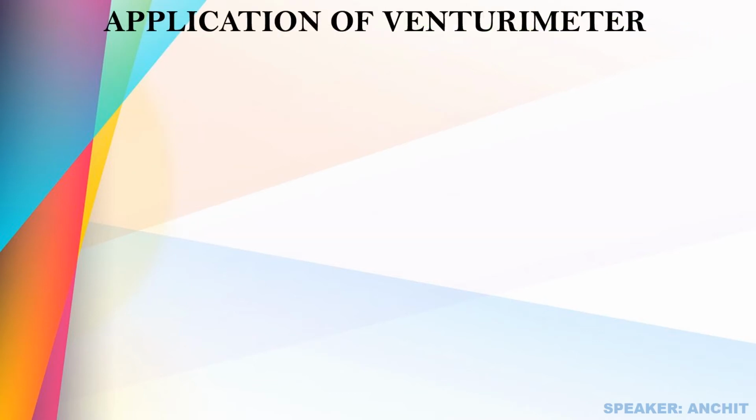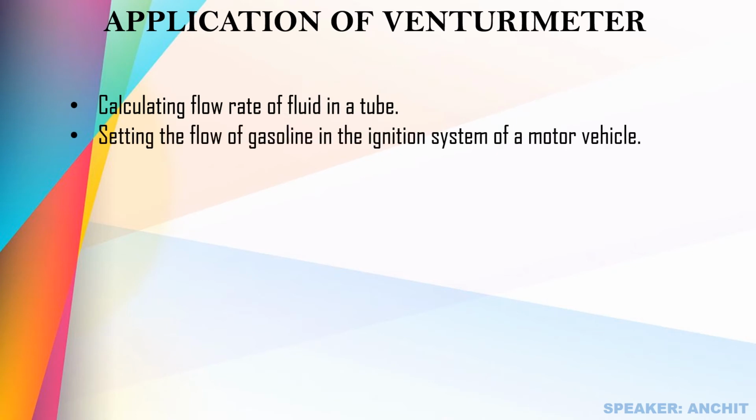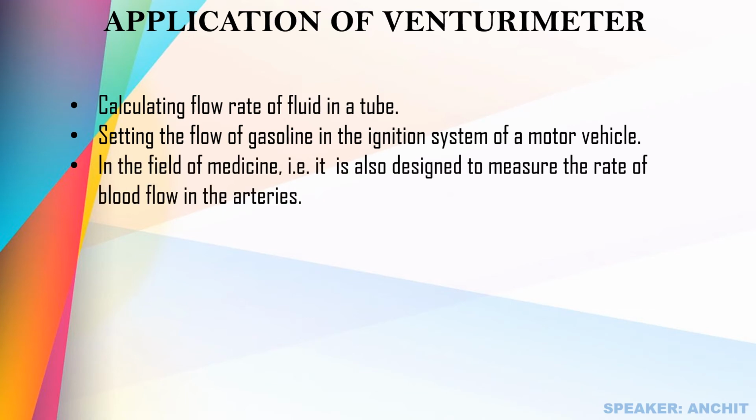Applications of Venturimeter. Calculating flow rate of fluid in a tube. Setting the flow of gasoline in the ignition system of a motor vehicle. In the field of medicine, Venturimeter is used to measure the rate of blood flow in the arteries.